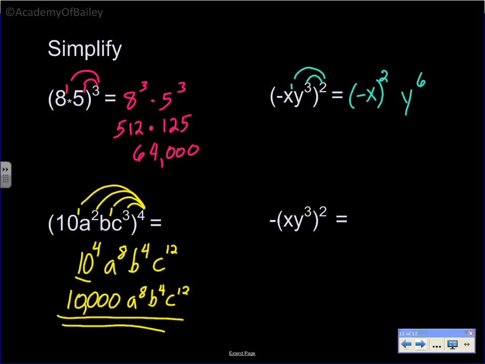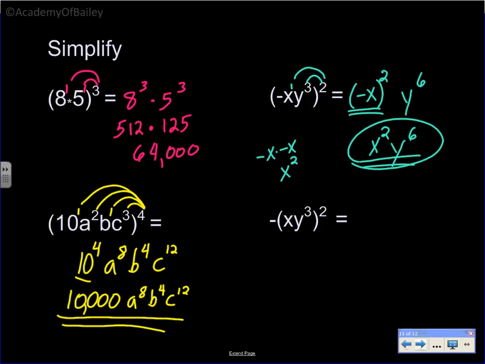And so now we can simplify some things here. If we have negative x times negative x, that's negative x squared. So negative times a negative is going to give us a positive, and then x times x is x squared. And so our simplified version is going to be x squared y to the sixth. And that is your simplified version of this problem. Remember, you always should be paying attention to your negative signs, see if you could work with those.